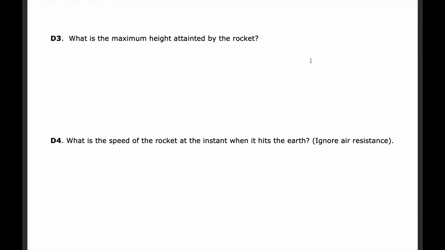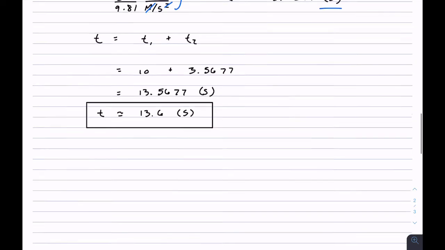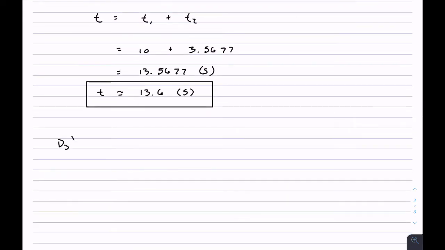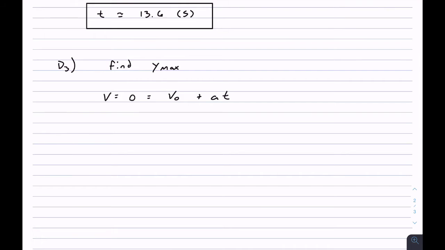So let's do this. First, we need a general form for the time. So D3, we want to find y max. We want the time that it's going to take for the overall velocity to equal 0, right? So that's going to be 0 equals v naught plus at, which means that the time it takes to get to that point is going to be negative v naught over a.